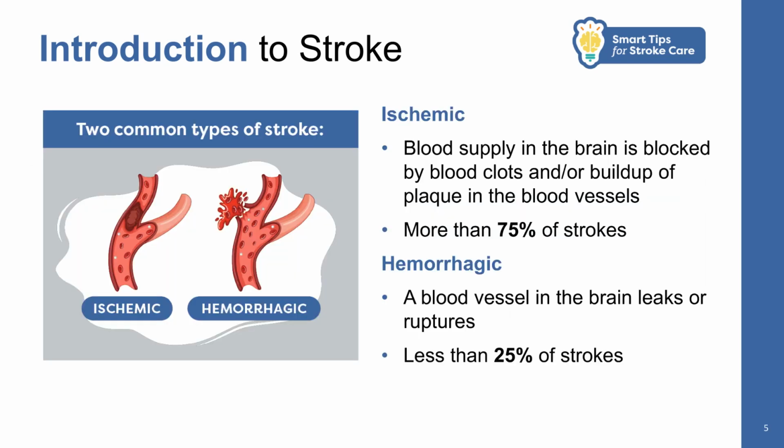There are 2 common types of stroke. The most common type of stroke is called an ischemic stroke. This happens when blood supply in the brain is blocked by blood clots and/or buildup of plaque in the blood vessels. Ischemic strokes account for more than 75% of all strokes. Another type is a hemorrhagic stroke. This occurs when a blood vessel in the brain leaks or ruptures. Hemorrhagic strokes account for less than 25% of all strokes.